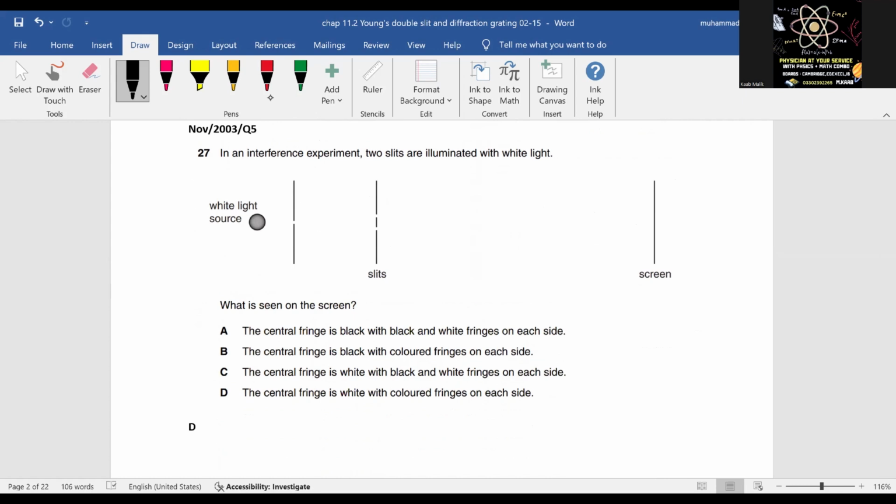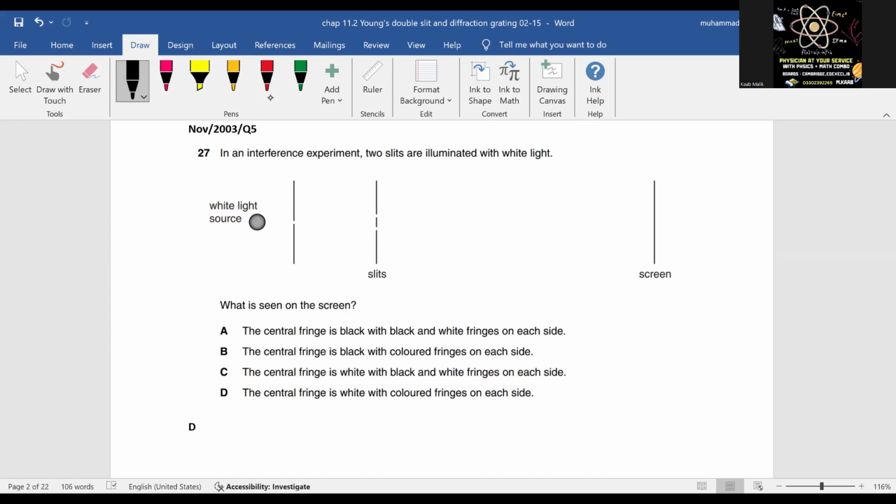In an interference experiment, two slits are illuminated with white light. What is seen on the screen? So you have the white light. If you say A, the central fringe is black with black and white fringes on each side. This is not possible. The central fringe will always be a bright fringe. Please keep that in mind.